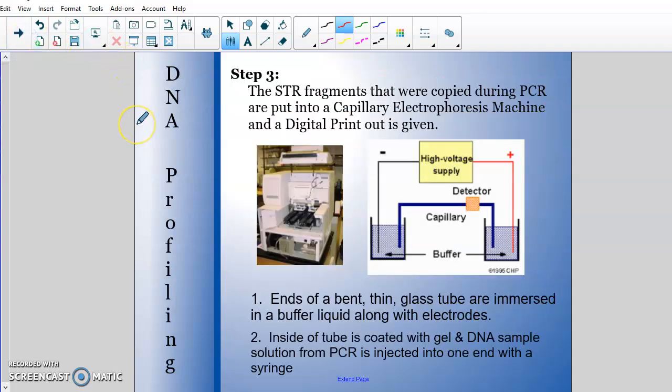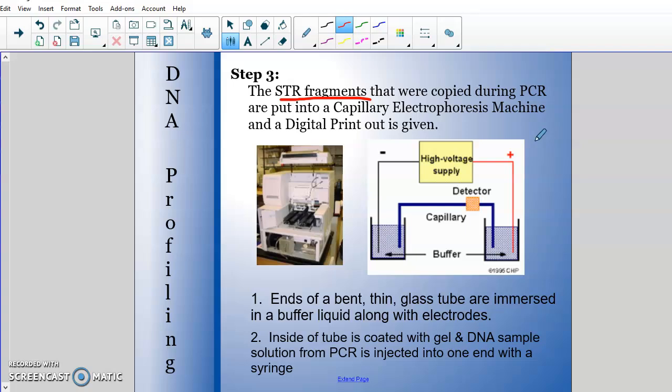Okay. So now that we know what short tandem repeats are, step 1 is to extract the DNA. Step 2 is to use the polymerase chain reaction, PCR, to find the STRs in your DNA and just copy those locations. So that's the only part of the DNA we're copying. Now what we're going to do is take those STR fragments we just copied during PCR, and put them into what's called a capillary electrophoresis machine.